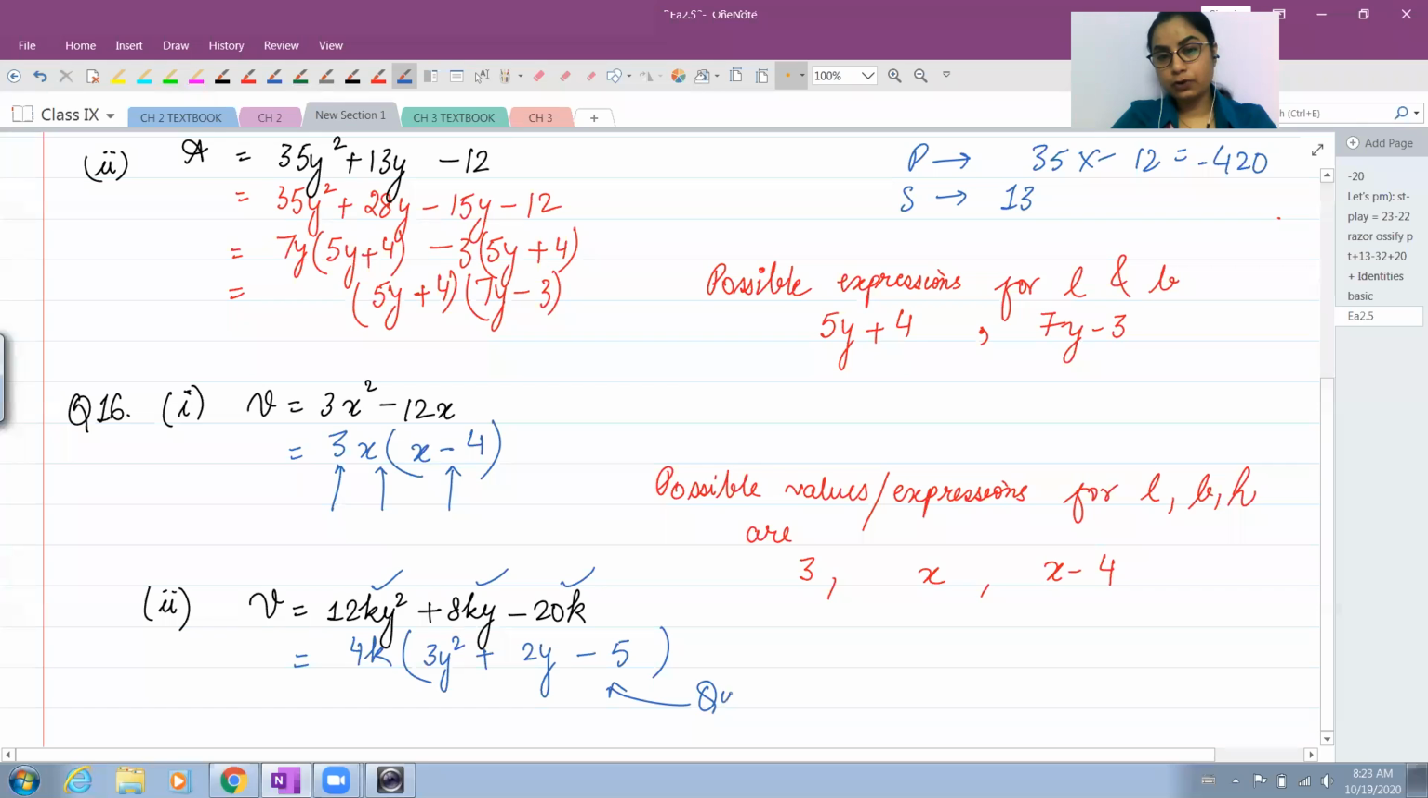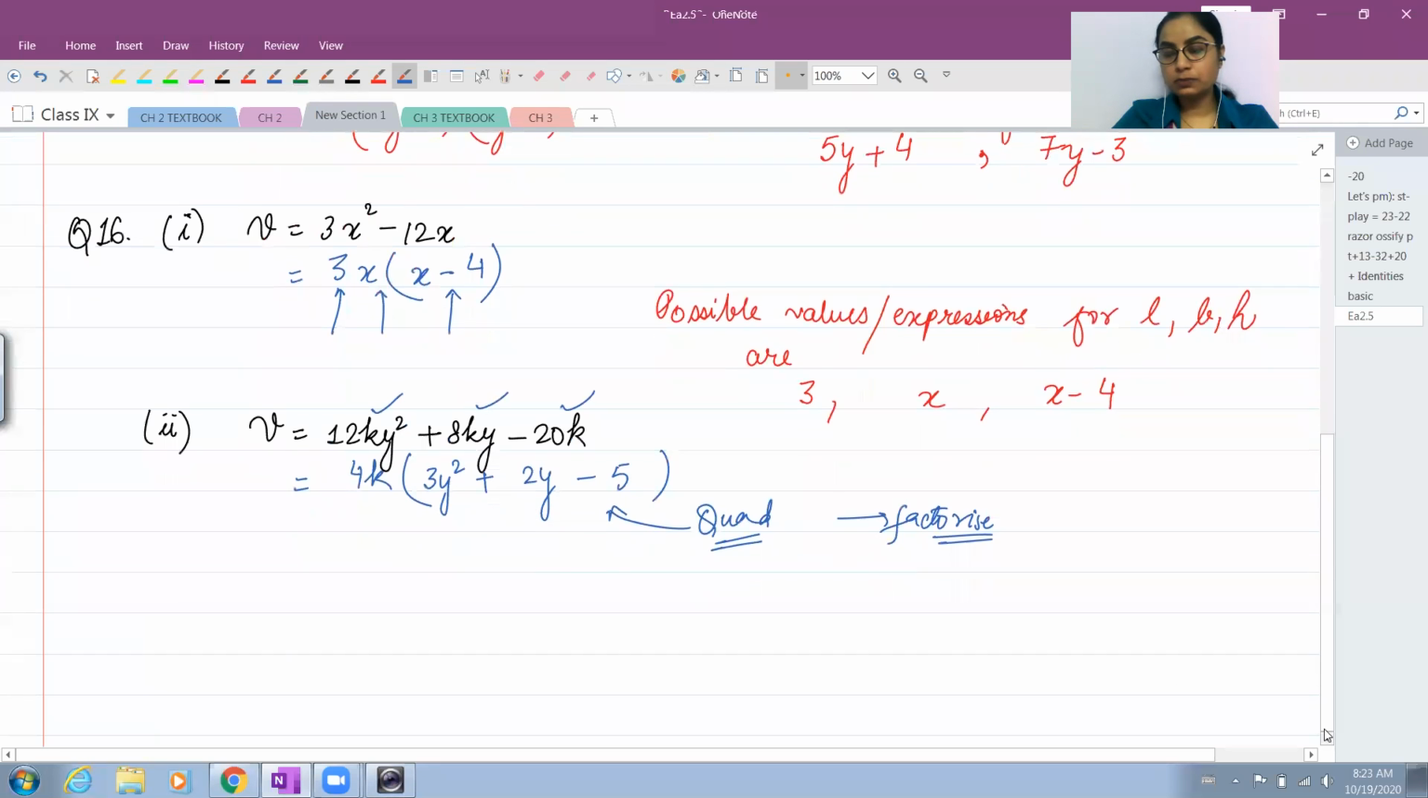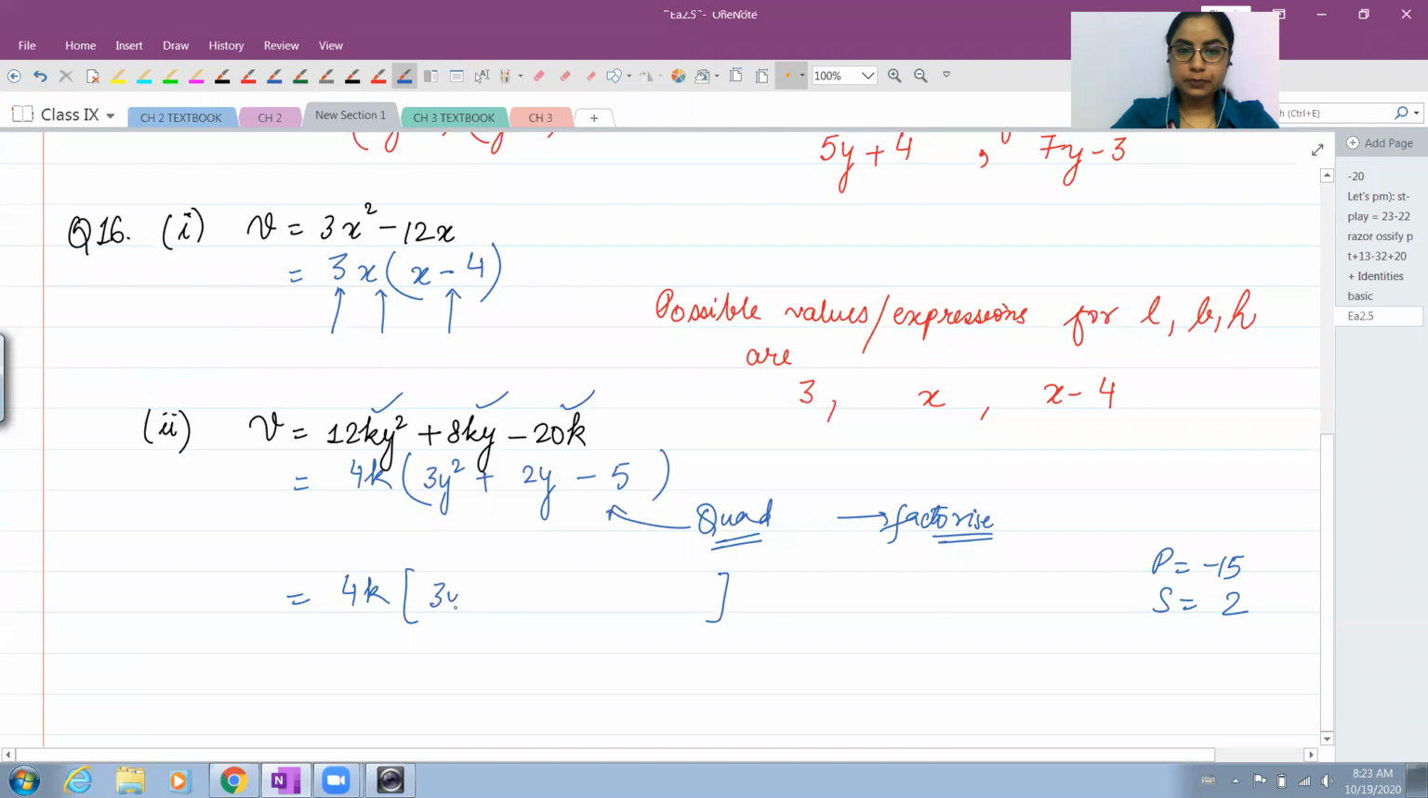Now inside you have a quadratic which can be factorized by any of the methods that you have done, either identities or splitting the middle term, whichever is suitable. So right now, no identity is applicable. Outside, I have 4k. Let's split up the middle term. So product here will be minus 15 and the sum will be 2. Now this one's easy. 5 into minus 3. Plus 5y minus 3y minus 5. You can reorder the terms if you want.